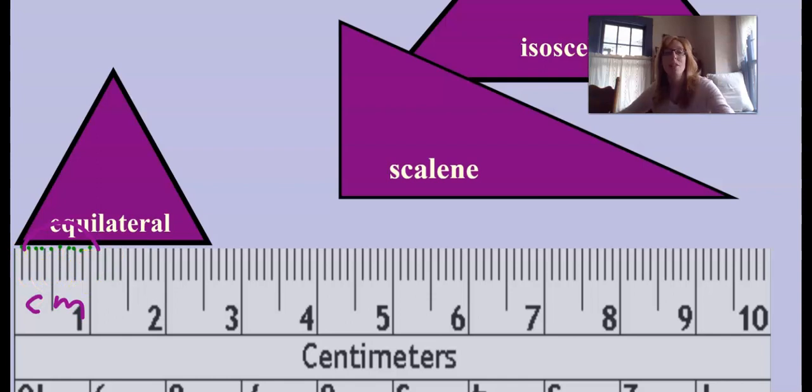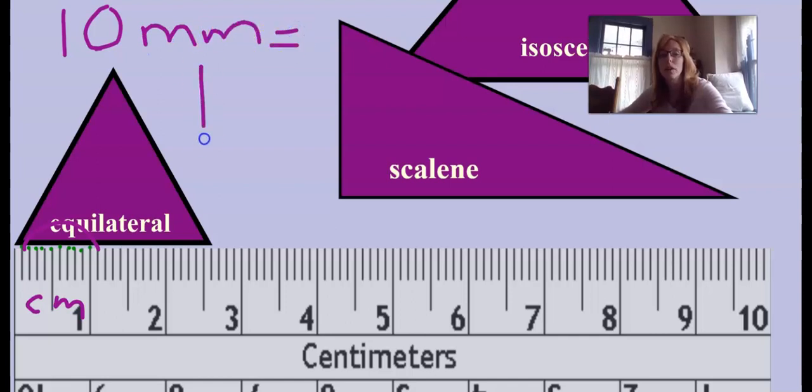There are 10 millimeters equaling 1 centimeter. Okay? So that's what I wanted to show you.